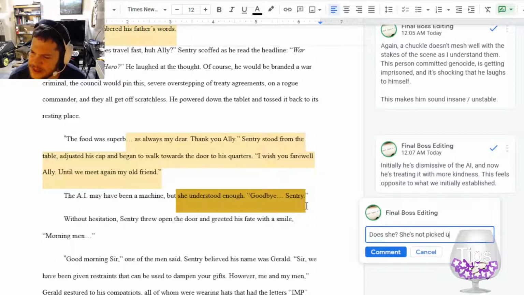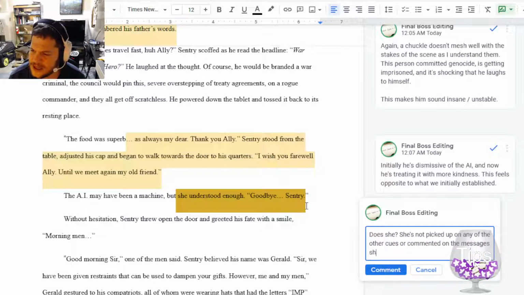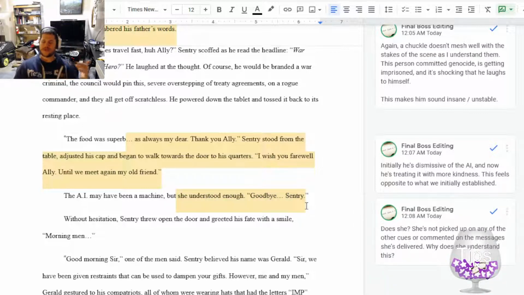She's not picked up on any of the other cues or commented on the message she's delivered. Why does she understand this? Yeah, so she seems pretty clueless with everything else, and so all of a sudden she's kind of clued into their separation.